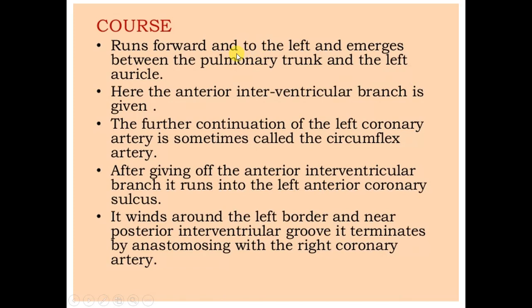So it runs forward and to the left and emerges between the pulmonary trunk and left auricle. Here the anterior interventricular branch is given. Further continuation is by the left coronary artery's circumflex artery, after giving off the anterior interventricular branch, running in the coronary sulcus, that is the sulcus between the left atrium and the left ventricle. Then it winds around the left border and near the posterior interventricular groove, it terminates by anastomosing with the right coronary artery.